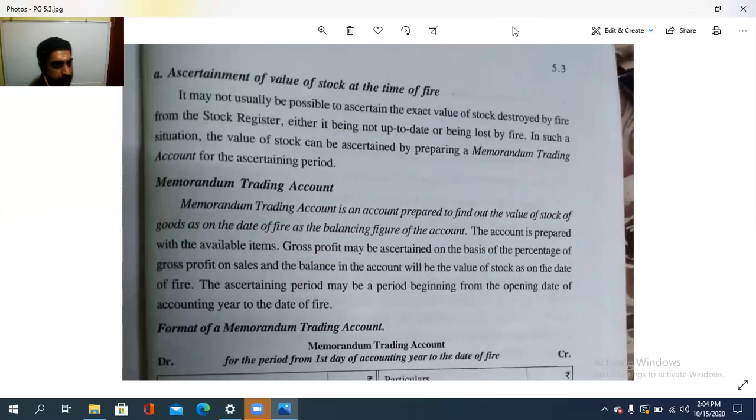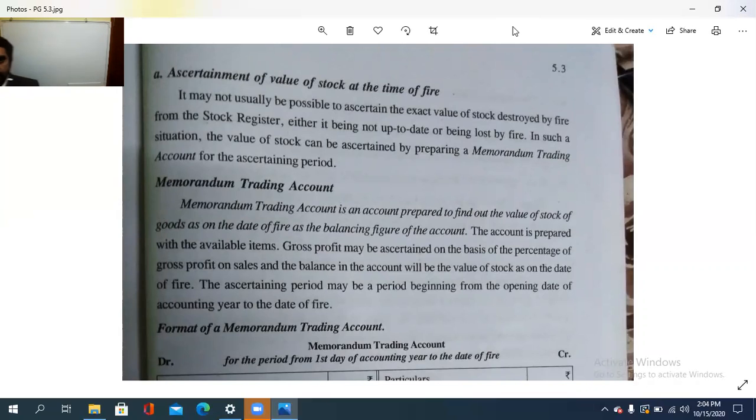It may not usually be possible to ascertain the exact value of the stock destroyed by fire from the stock register, either it being not up to date or being lost by fire. ഒന്നെങ്കിൽ നഷ്ടപ്പെട്ടു പോകാം, അല്ലെങ്കിൽ അപ് ടു ഡേറ്റ് അല്ലായിരിക്കാം എന്റെ സ്റ്റോക്ക് രജിസ്റ്ററിലെ ഡീറ്റെയിൽസ്. അപ്പോ എക്സാക്ട് വാല്യൂ നമുക്ക് കിട്ടില്ല.